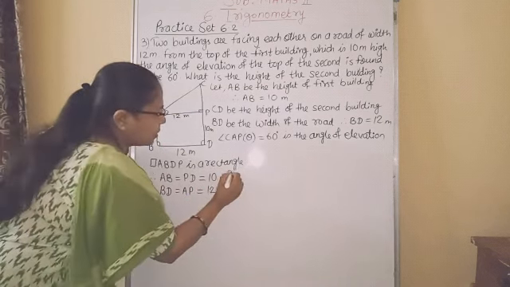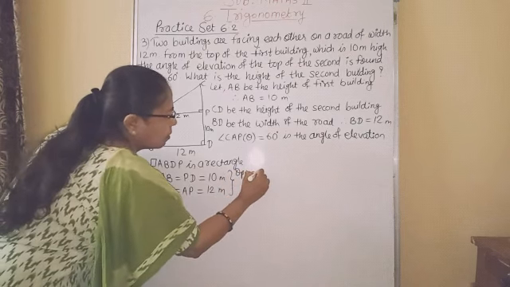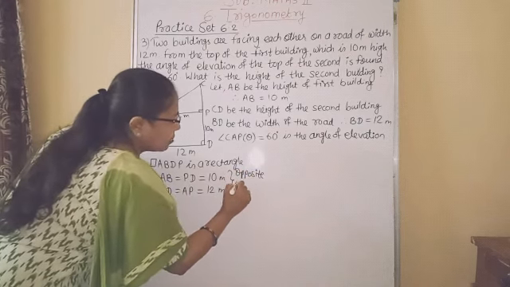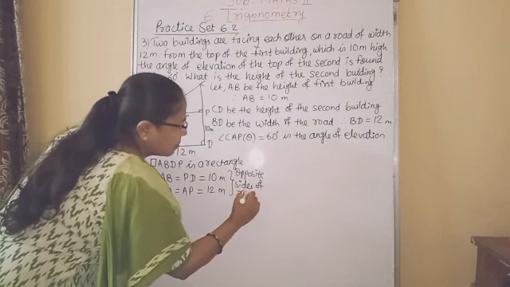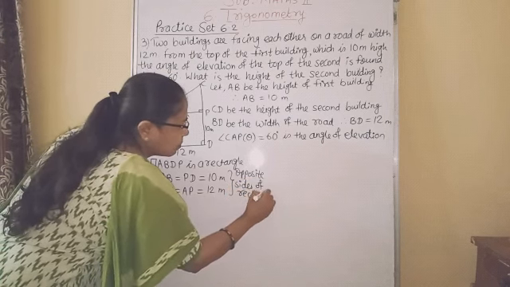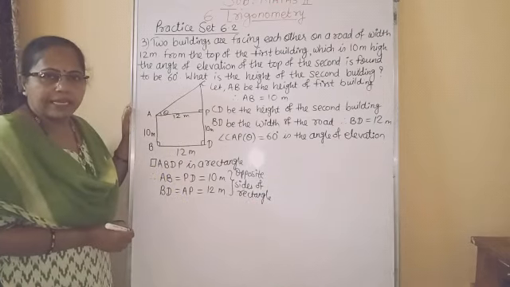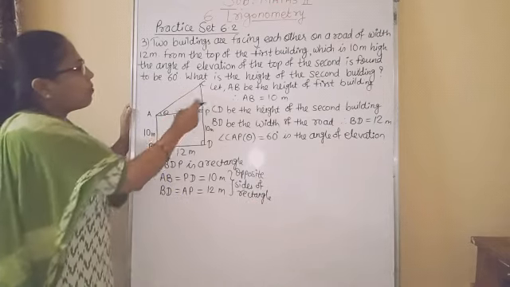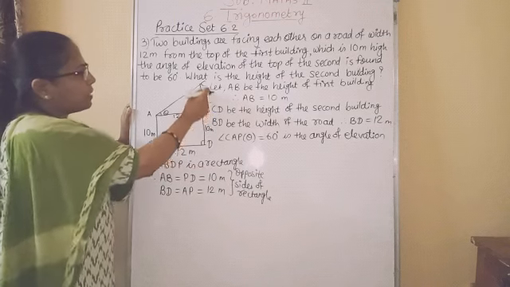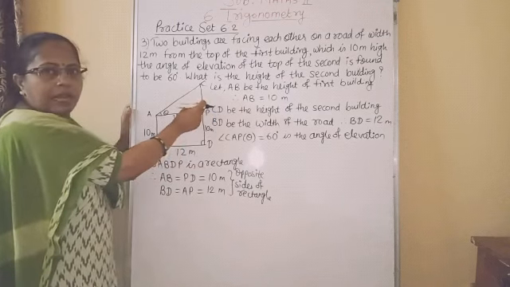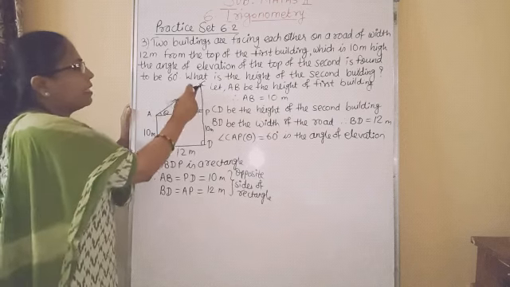And for both these statements we will write the reason: opposite sides of a rectangle. Okay. Now we want to find out the height of the second building. That means we should know CP. And for that we will focus on right angle triangle APC.